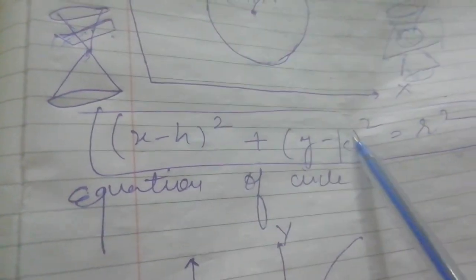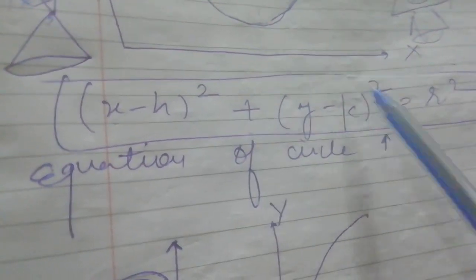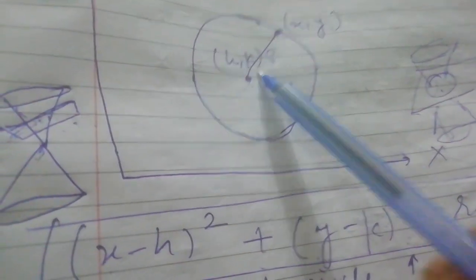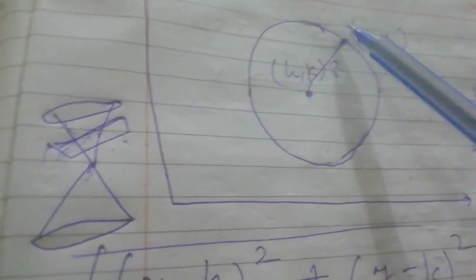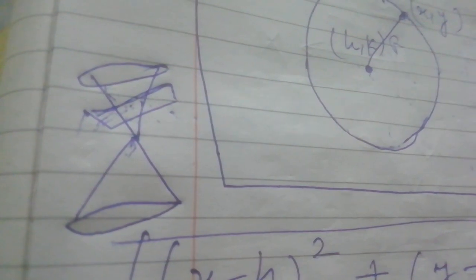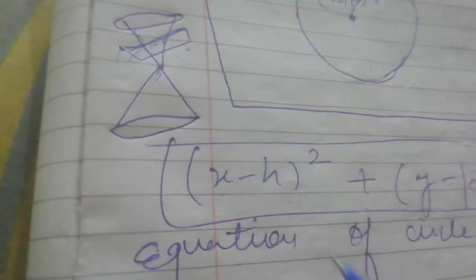Here is the equation of a circle: (x minus h) whole squared plus (y minus k) whole squared equals r squared, where h and k are the coordinates of the center of the circle, and r is the radius of the circle. And x and y are the coordinates of any point on the circle. I've just named it x and y.